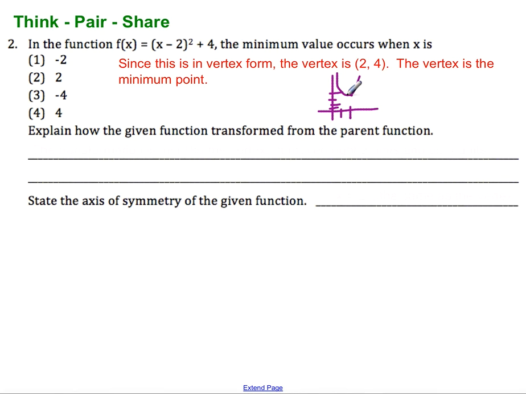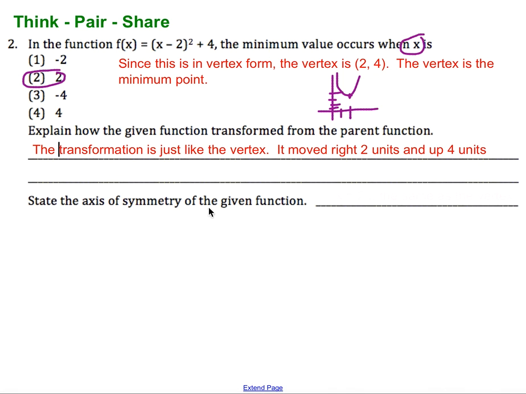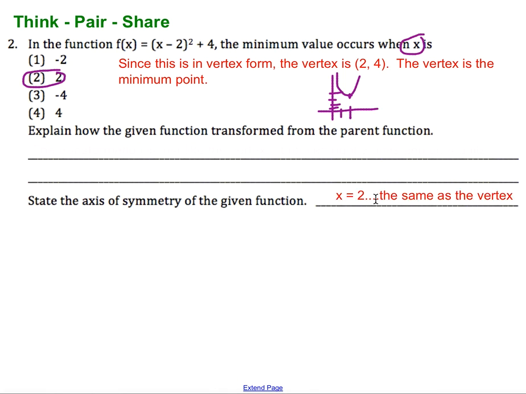That's your minimum. And this is saying at what x value? Okay, notice they have 2 and 4 as answers. Okay, but they want just the x value, so that is +2. Okay, so how did it transform from the parent function? I would simply say it moved right 2. Okay, the transformation is just like the vertex. It moved right 2 units and up 4 units. And the axis of symmetry is hiding in here. It's actually the same as the x value of the vertex. So it would be x equals 2, the same as the vertex.